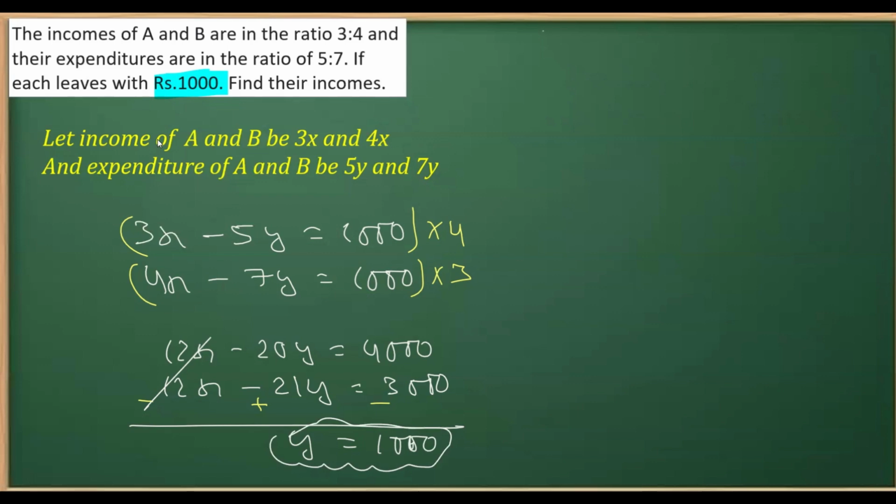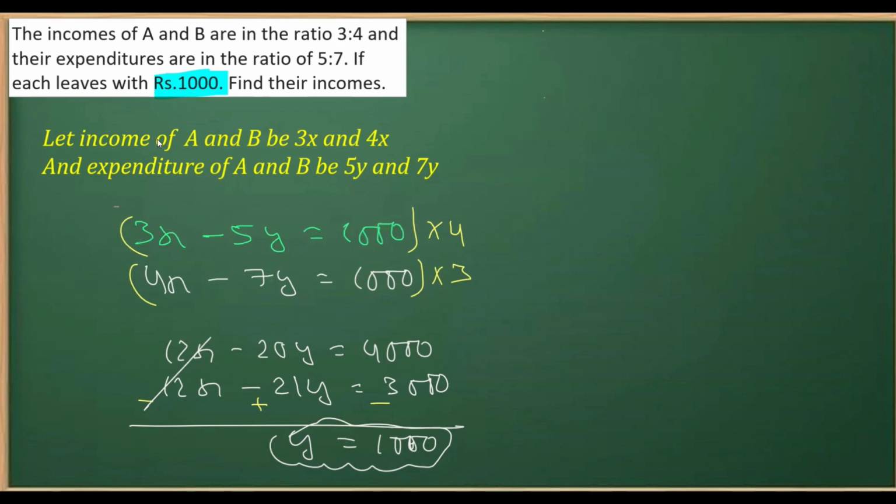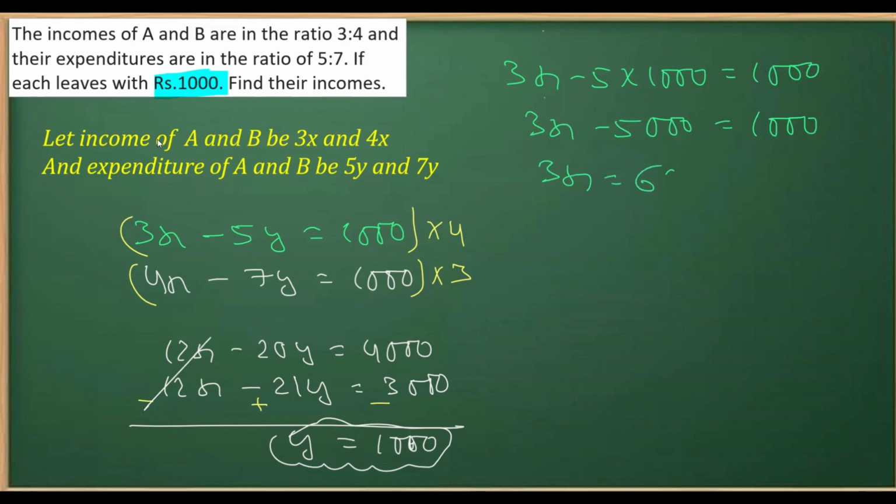Next I'm going to substitute y in any of the equations. I'm taking this equation, 3x minus 5y equals 1000, and replacing y with 1000. So this is 3x minus 5000 equals 1000. On transposing minus 5000 to the other side, we get 3x equals 6000. So x will come as 6000 divided by 3, which is 2000.